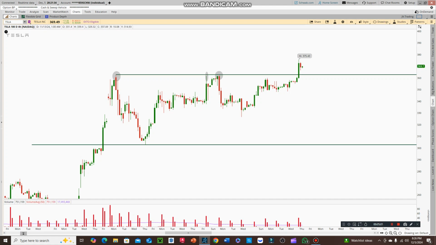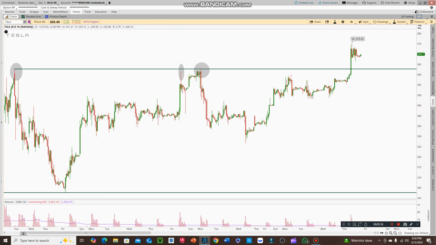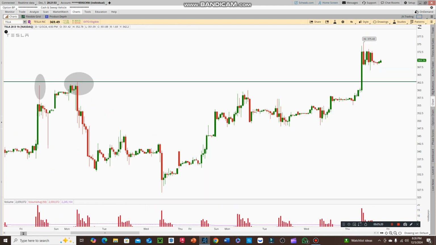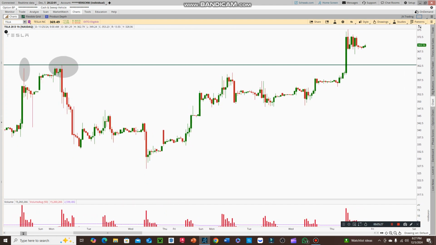So the next thing I did after I marked the high resistance and the low support, I moved over to the 1 hour time frame. So as I'm here in the 1 hour time frame, the second thing I notice here, let me zoom in a little bit better, right here. The second thing I noticed was, again, this is a support level.